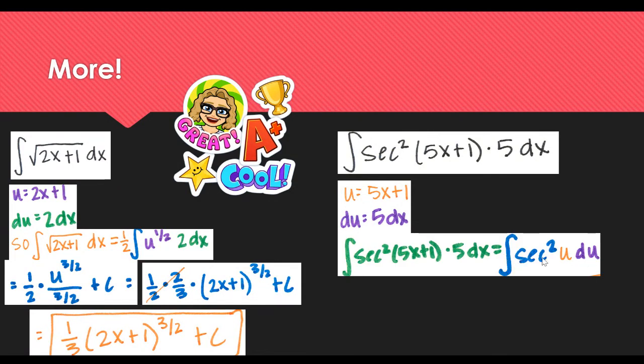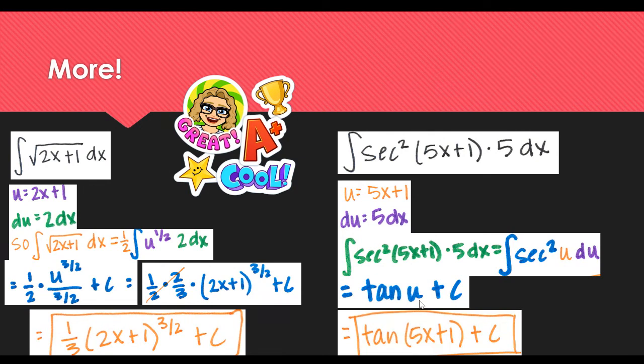So I'm going to integrate secant squared. I know that's tangent of u plus c. And then I just replace my u with 5x plus 1. And there's my answer. Tangent of 5x plus 1 plus c.